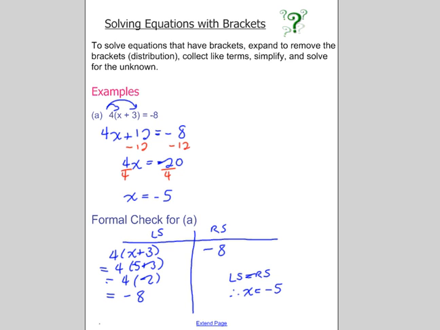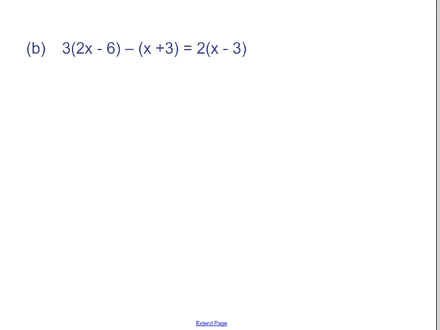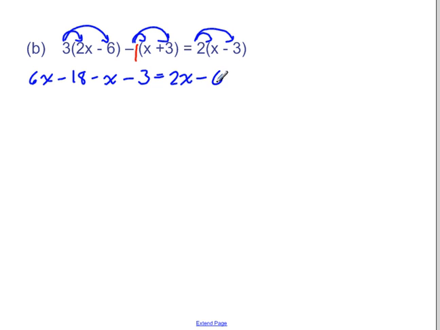So let's look at a second example that's a little bit more complicated. When you're looking at this example, the first thing that you might want to do is make that negative 1x plus 3. That's totally up to you. So the first thing we're going to do is we're going to distribute. 3 times 2x is 6x. 3 times negative 6 is negative 18. Negative 1 times x is negative x, or if you prefer, negative 1x. Negative 1 times 3, be careful of your sign, it's negative 3. 2 times x is 2x, and 2 times negative 3 is negative 6.